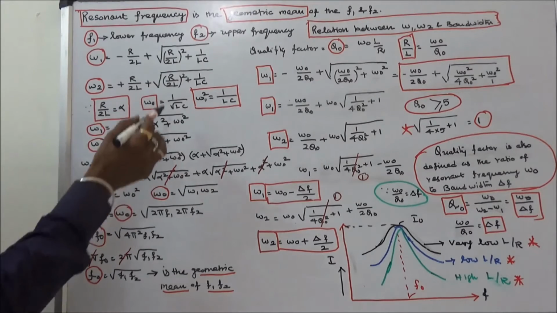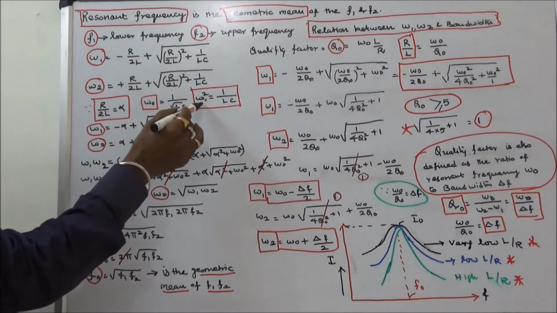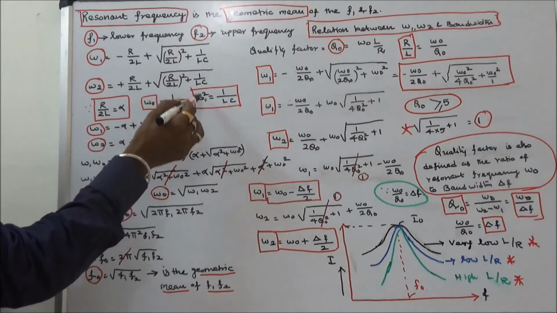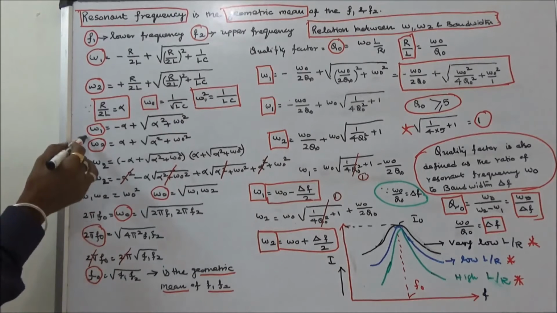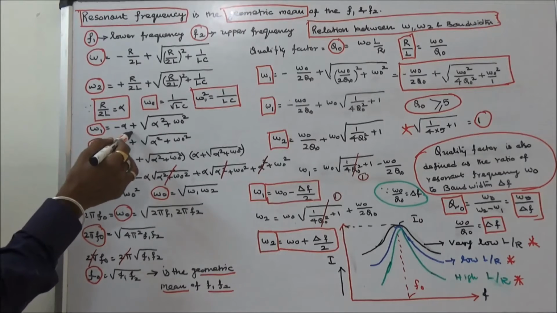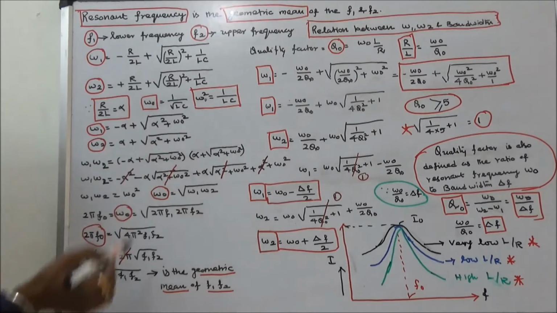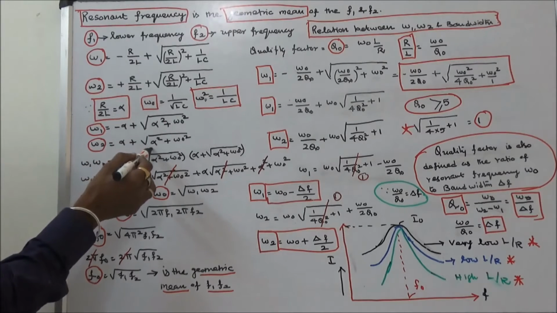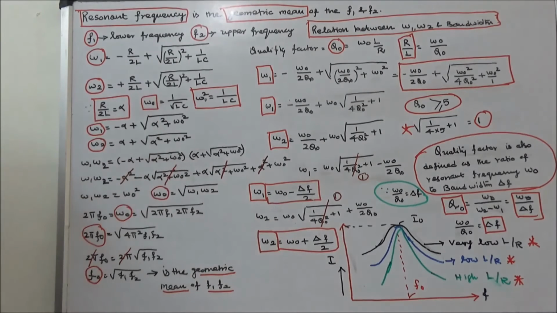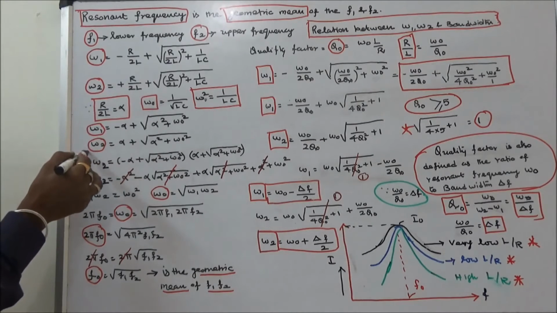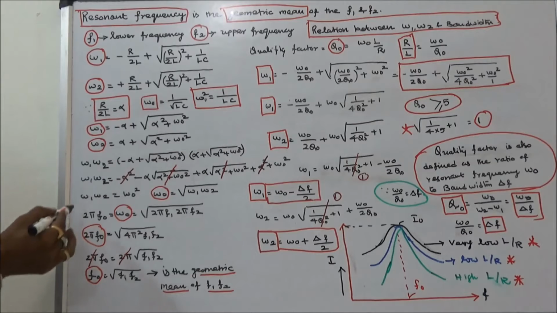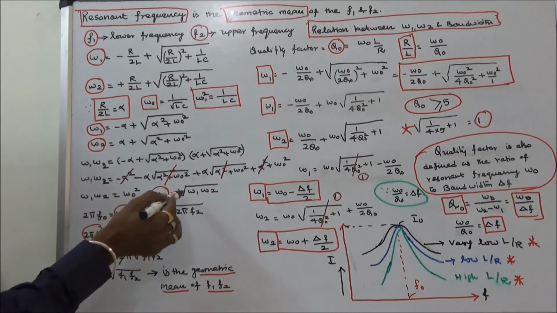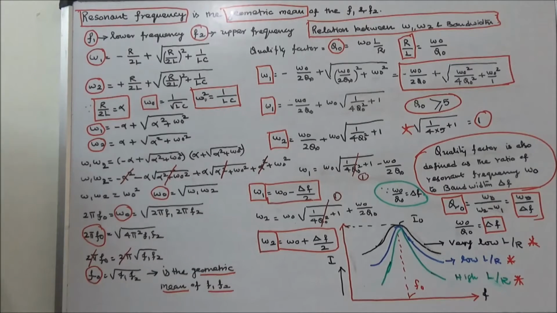Omega naught we know is 1 by root LC. Omega naught square is equal to 1 by LC. Substitute alpha and omega naught square in these two equations. We got omega 1 is equal to minus alpha plus root of alpha square plus omega naught square. Omega 2 is equal to alpha plus root of alpha square plus omega naught square. Multiply omega 1 and omega 2 and simplify it. We got omega 1 into omega 2 is equal to omega naught square. Omega naught is equal to root of omega 1 into omega 2.